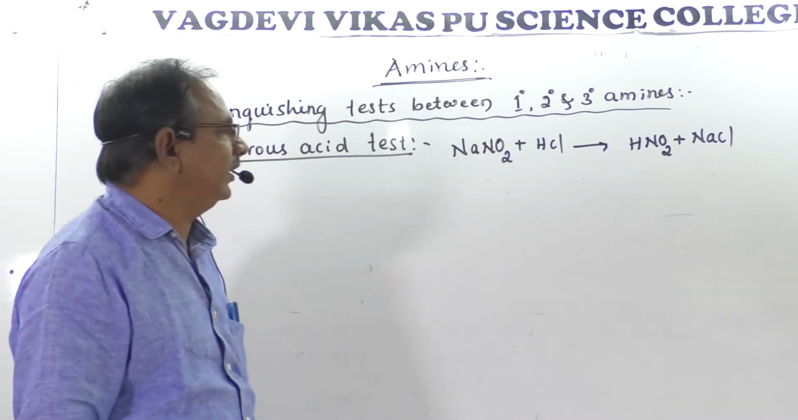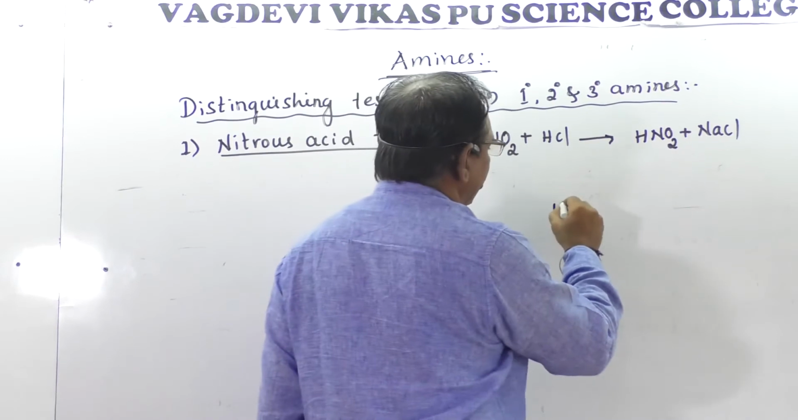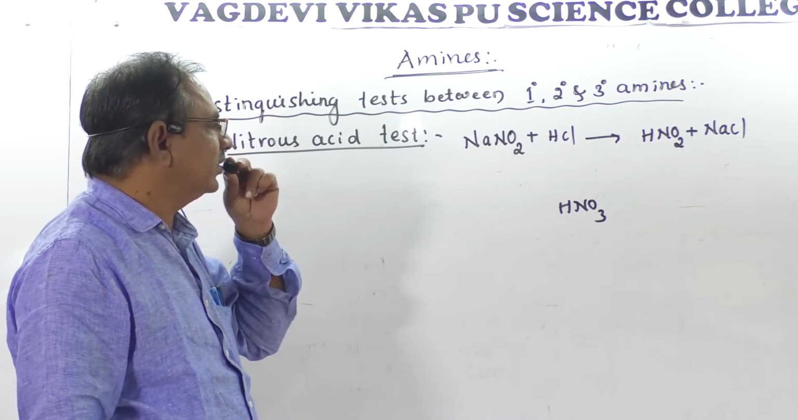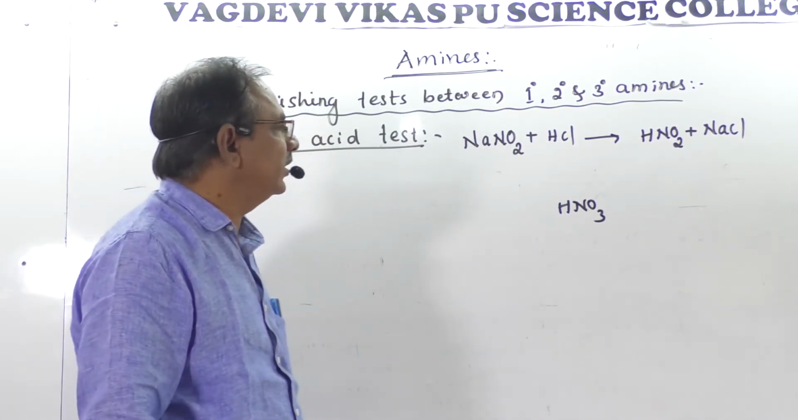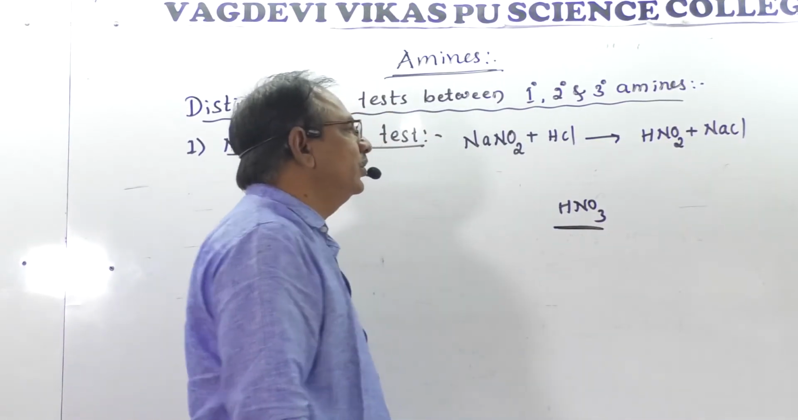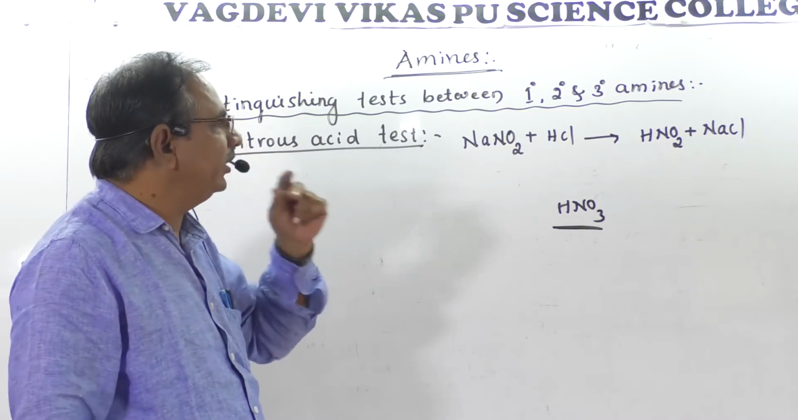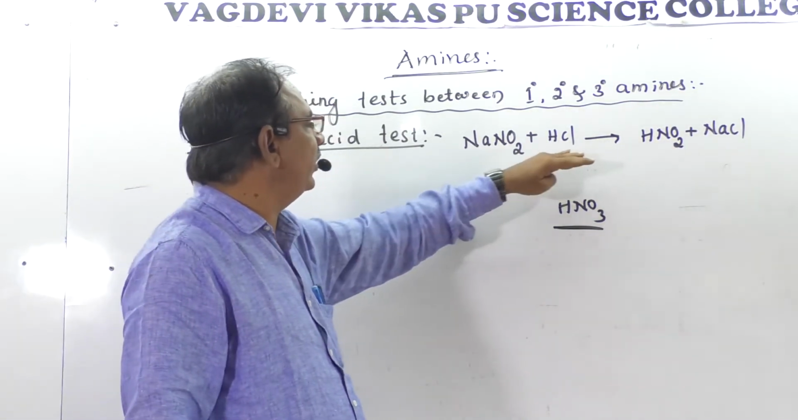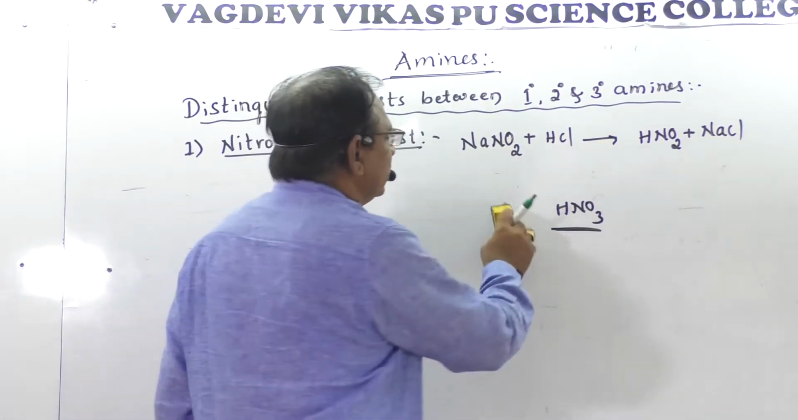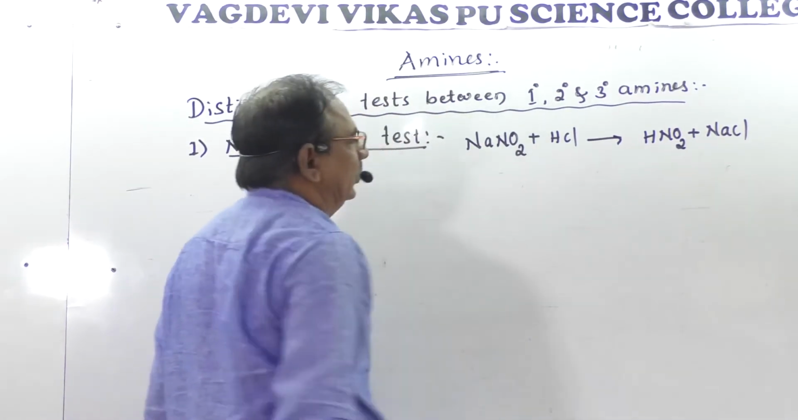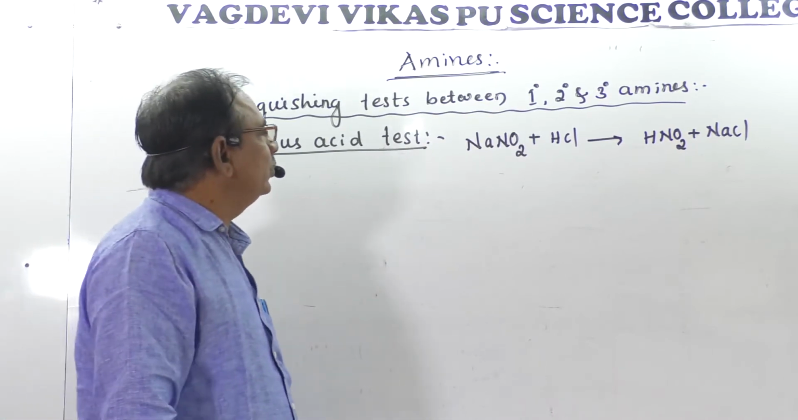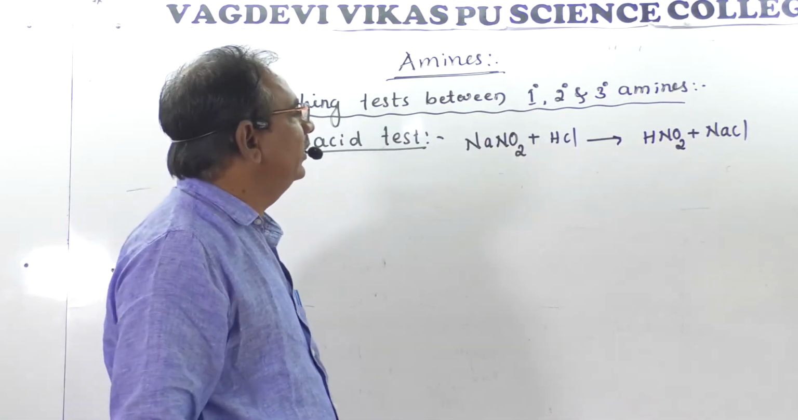HNO2 is called nitrous acid and HNO3 is called nitric acid. Nitric acid is a stable acid, but HNO2 is not a stable acid. Whenever we need nitrous acid, we prepare it by treating sodium nitrite with hydrochloric acid. This nitrous acid is used to distinguish primary, secondary and tertiary amines.